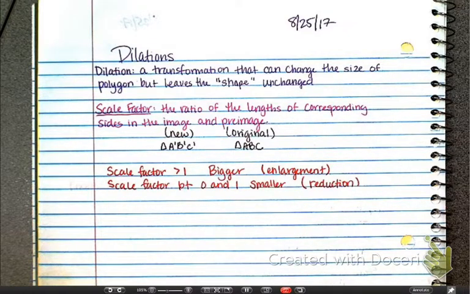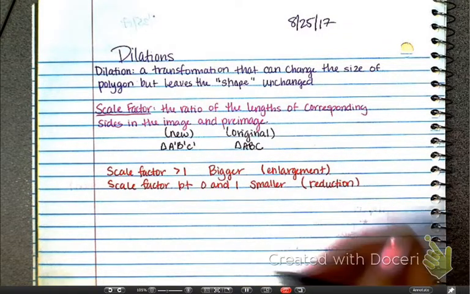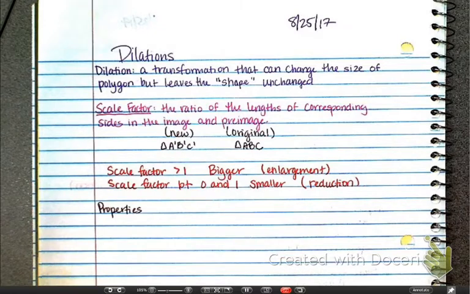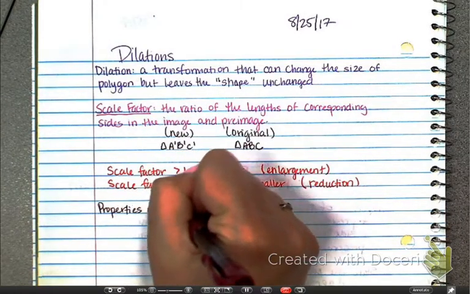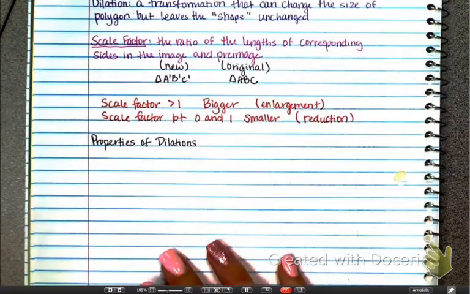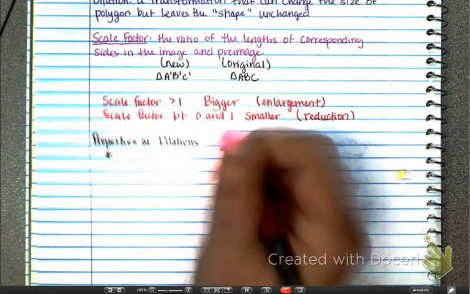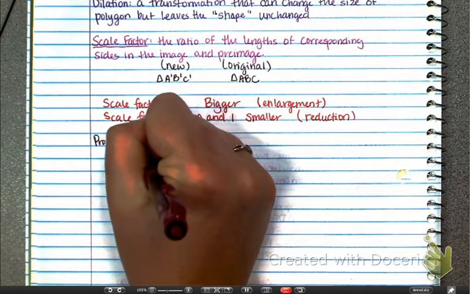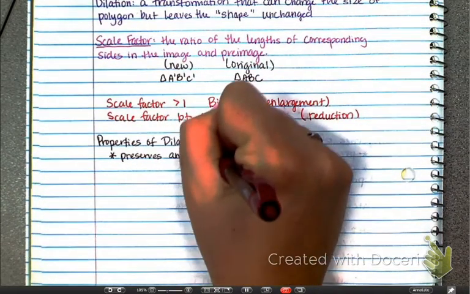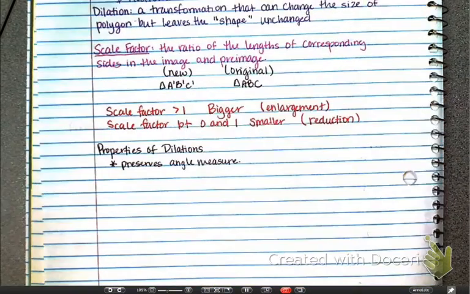Now, there are some properties of dilations that we're going to talk about right now. They're going to be super important once we start dealing with numbers. I mean, they're important in general, but we're going to focus on these once we start adding numbers. So, properties of dilations. The first super important one is that we are going to preserve angle measure.